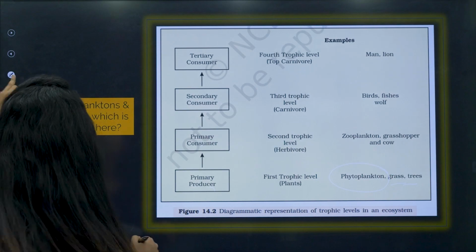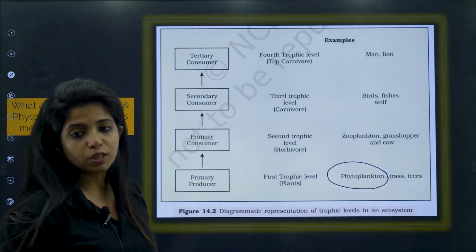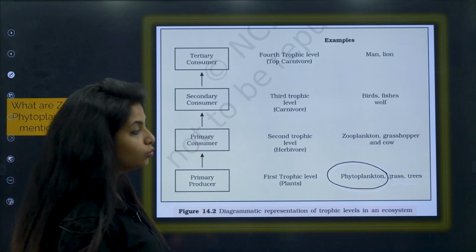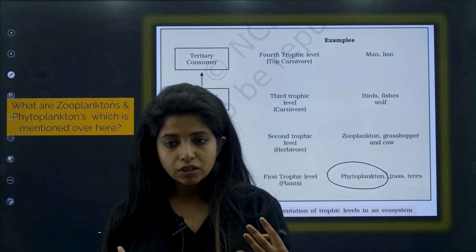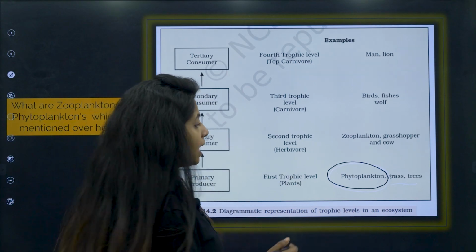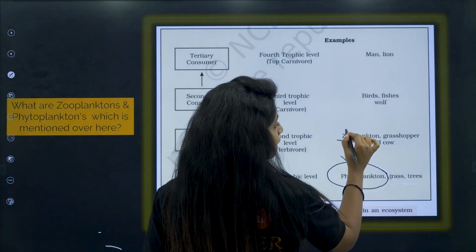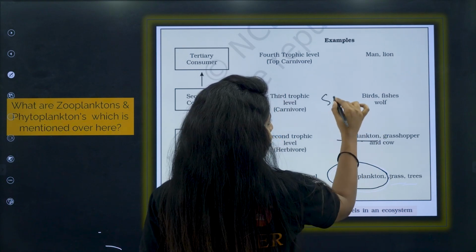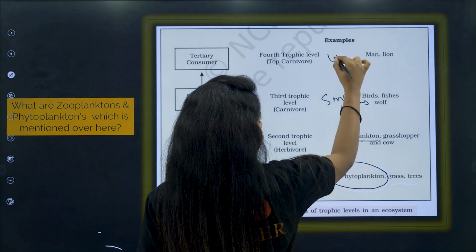Where do you find them? You find them in aquatic ecosystem. And what do phytoplanktons do? Basically, phytoplanktons get the energy from the sunlight itself, and they flourish. These phytoplanktons are then eaten up by zooplanktons, and the zooplanktons are eaten up by small fishes, and small fishes are eaten up by large fishes.